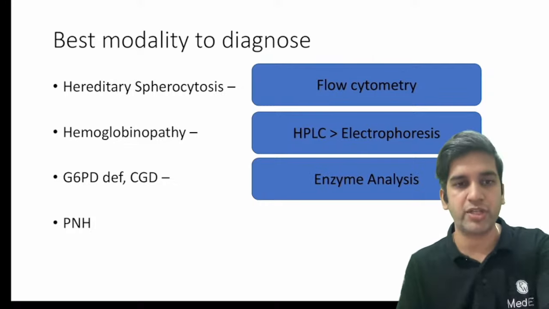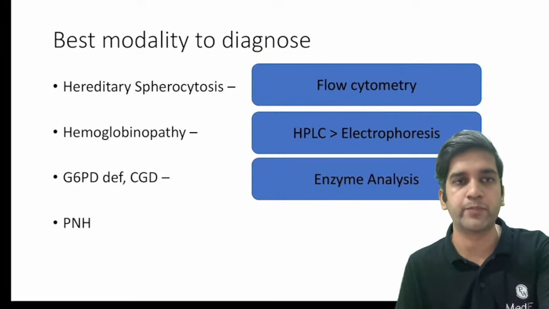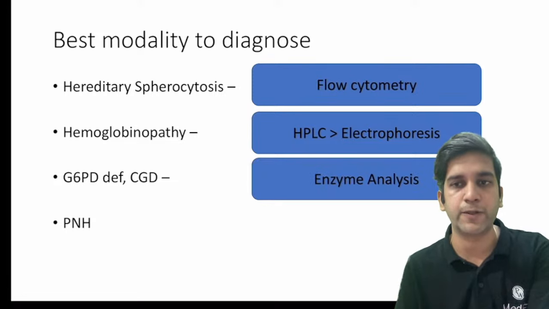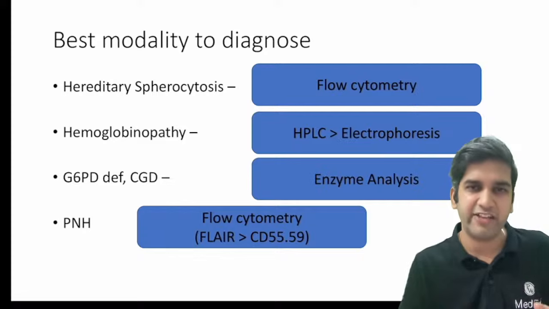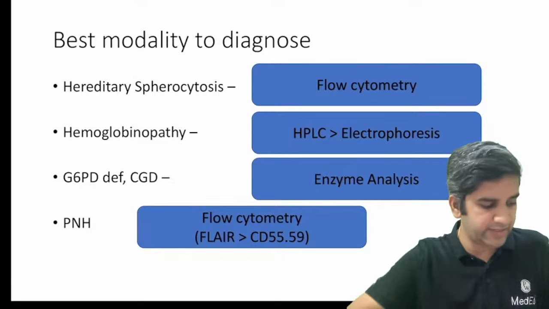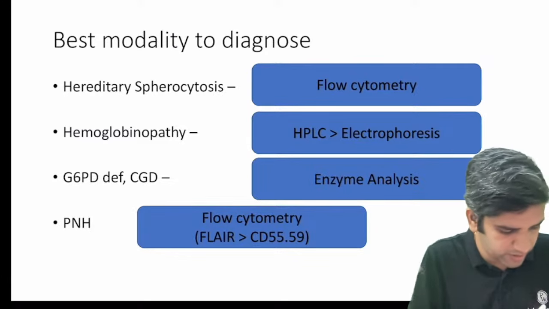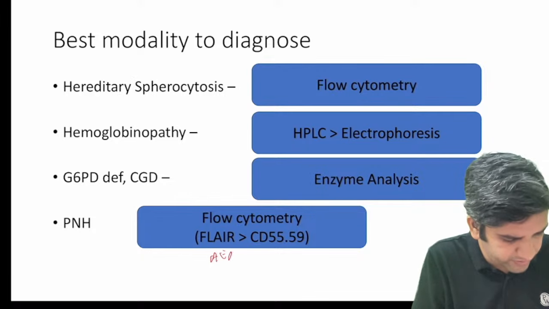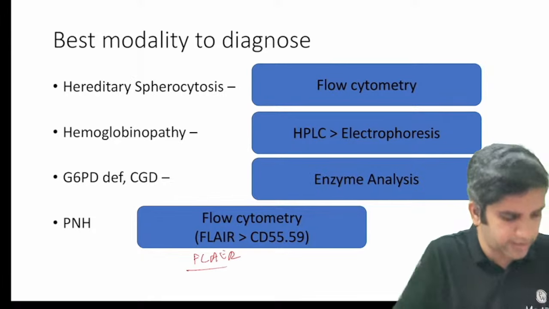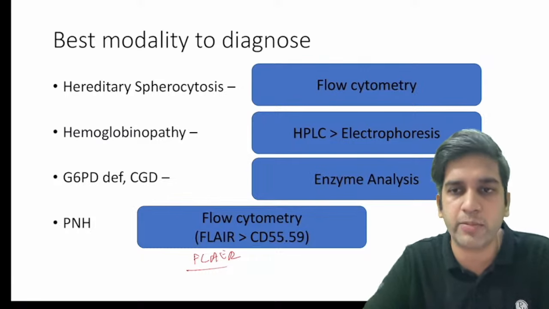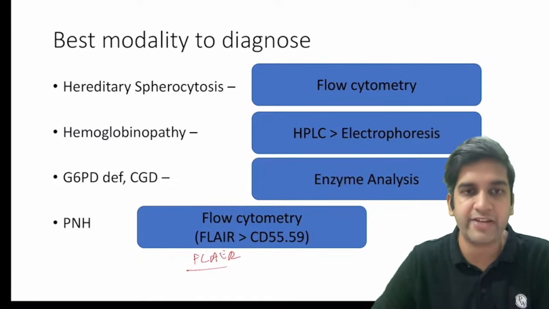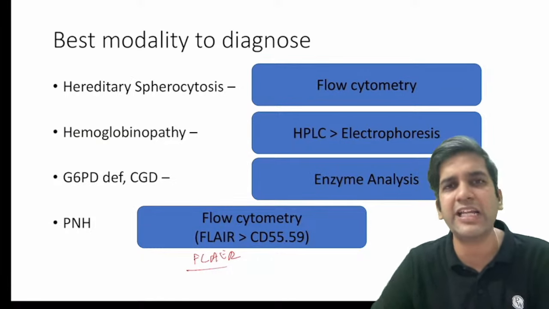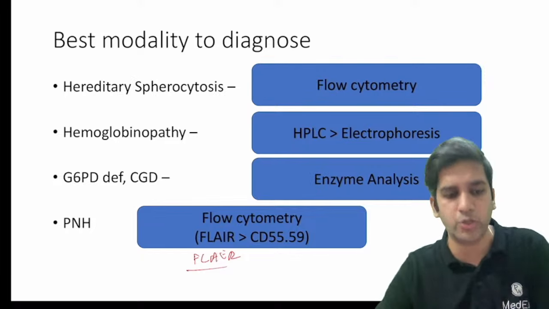Fine. PNH, investigation of choice. What comes to your mind? PNH. Flow cytometry, right? If FLAER is there, it's a better thing, right? FLAER, ignore the spelling error. It's FLAER, fluorescent aerolysin. Okay. Or CD55, CD59 flow cytometry is also good enough, right? It's FLAER flow cytometry or CD55/59, but ultimately it's flow cytometry for any of this, good enough, fine?